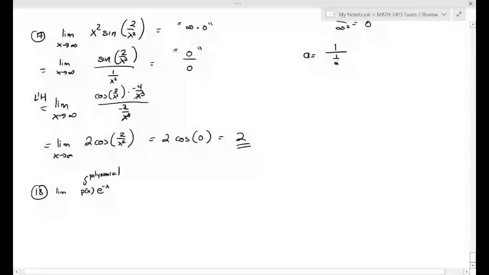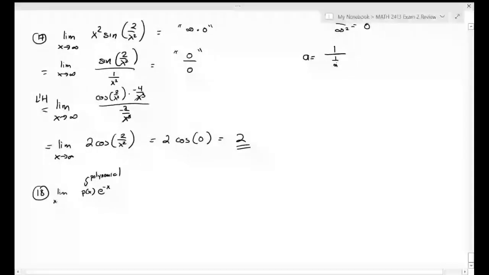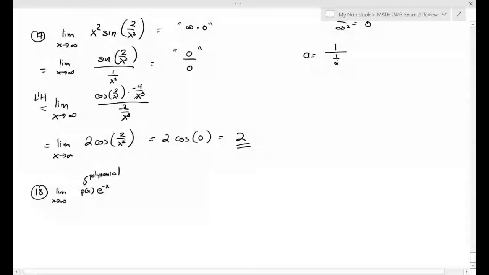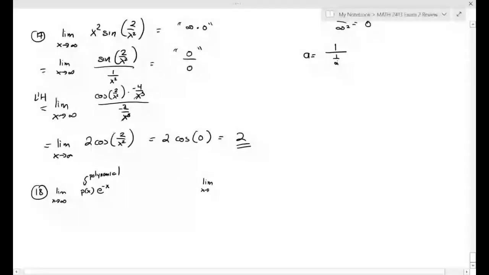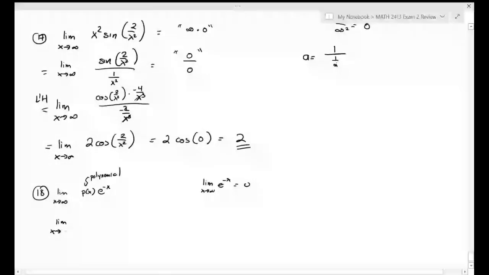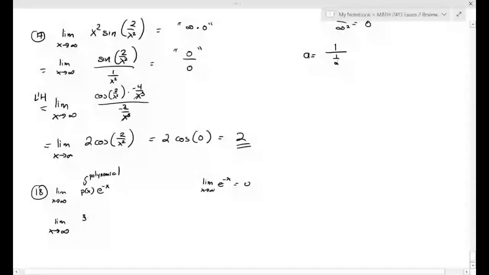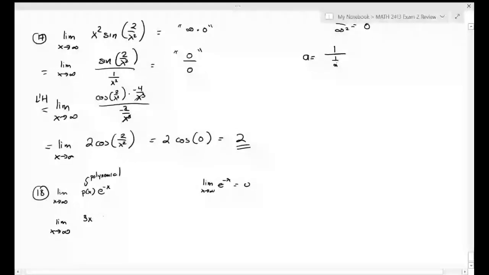Okay, so if you have a polynomial times an exponential, and x is either going to plus or minus infinity, which factor will always win out? Like which factor determines the long-term behavior? It's going to be the exponential, right? So if the exponential goes to 0 at infinity, then so will polynomial times exponential. And so we can use L'Hopital's rule. So let's do an example. This is for the scientists.